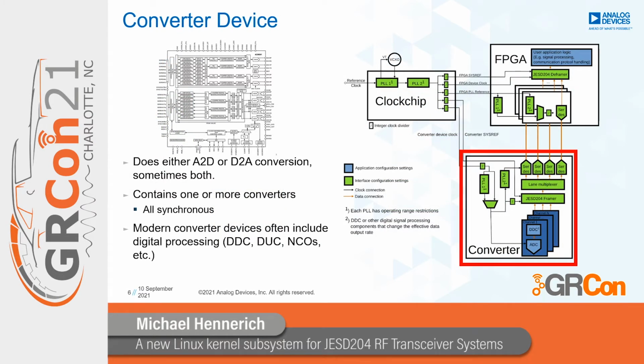Let's have a closer look at the individual components. The converter device does either A to D or D to A conversion, sometimes both. It contains one or more synchronous converters. Modern converters, especially in RF transceivers, often include digital processing features such as digital down converters, digital up converters, channelizers, or numerically controlled oscillators.